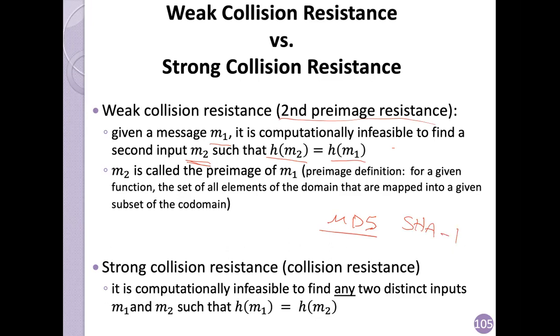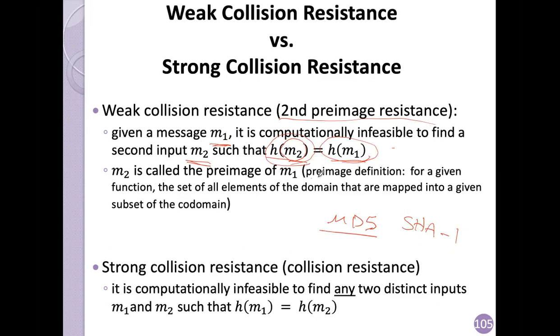Everybody knows that. You give me a message M1. I know the hash function. I can hash it and find the hash of that message M1. It shouldn't be easy for me to find a message M2 so that M2 also generates the same hash. It should be computationally infeasible or very costly for me.